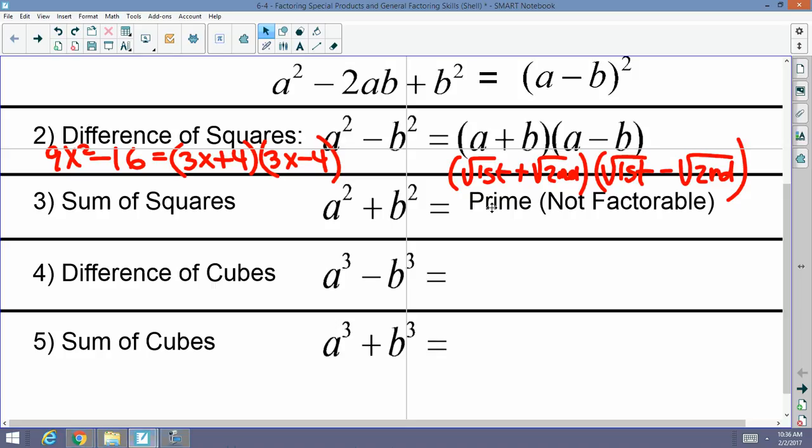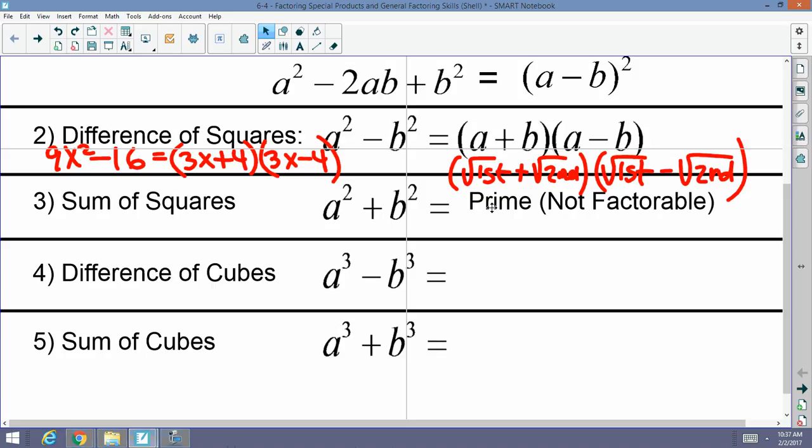Now, you always check to see if there's a GCF, of course, because you can take a GCF out of everything, whether it's a perfect square, a non-perfect square, or a difference of squares. You could always take out a GCF. Correct. If you take out a GCF, then it's not prime any longer. Thank you, my brother. Very well done.